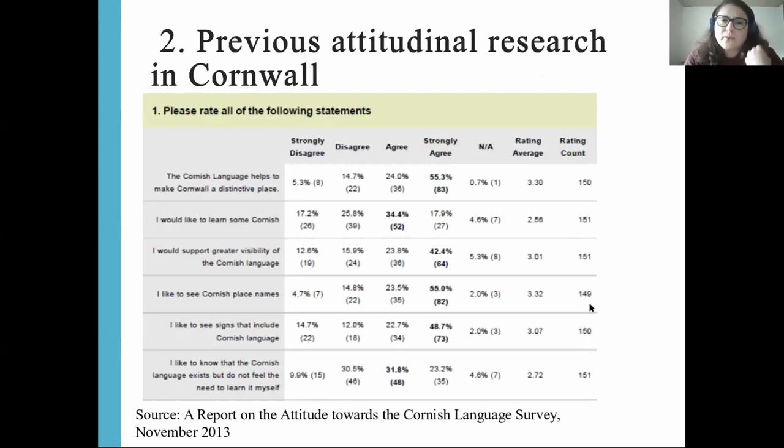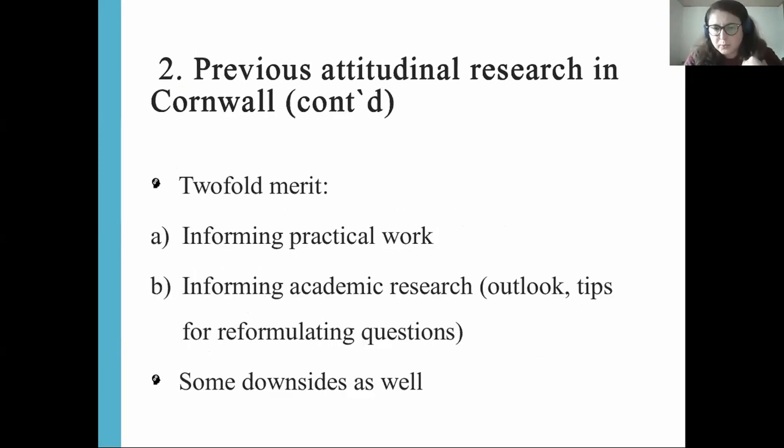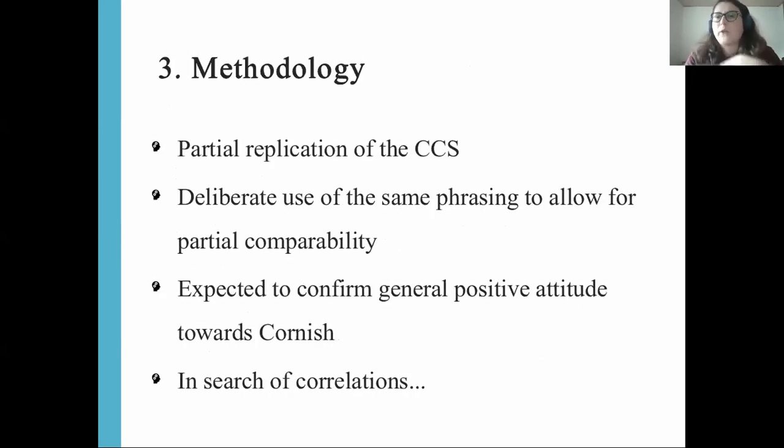And also, while giving the results in percentages might be useful, they did not perform many statistical tests. For example, the relation between age and attitudes towards Cornish was not really explored. So what I wanted to do for my study was a partial replication of this Cornwall Council study. And I deliberately used some of the same phrasing to allow for a partial comparability with this study.